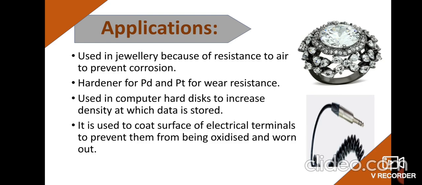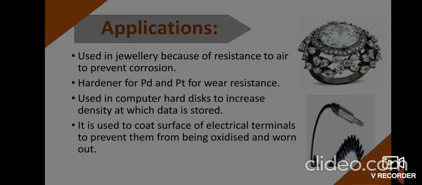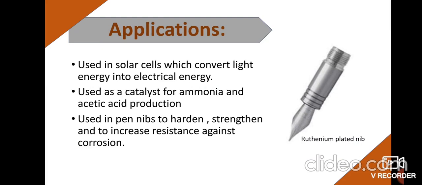We have discussed that ruthenium is non-reactive to oxygen at low temperatures or even at room temperature. So that is why we use it in electrical terminals to prevent them from being oxidized. It is used in solar cells as well, which convert light energy into electrical energy. It is used as a catalyst for ammonia and acetic acid production.